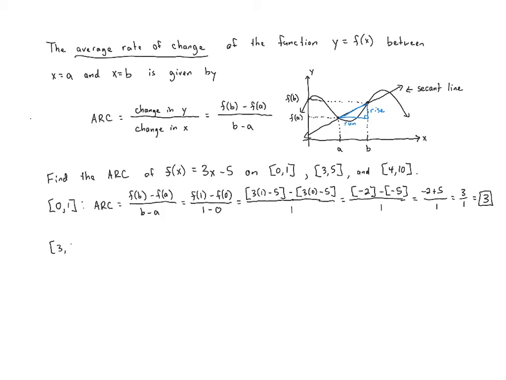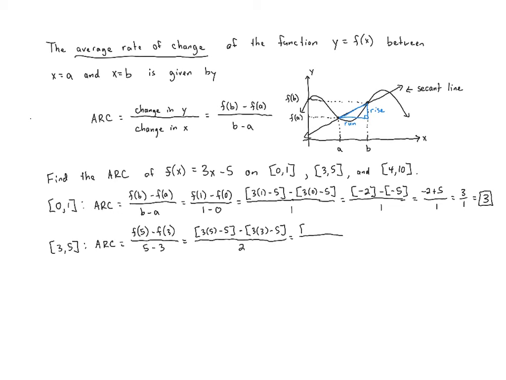Let's take a look at the interval from 3 to 5. So again, we've got the average rate of change, and it's going to be f of b, which in this case is 5, minus f of a, which is 3, over 5 minus 3. Now again, we have to evaluate that function at 5 and 3. So when we plug in 5, that's going to be 3 times 5 minus 5. And when we evaluate it at 3, it's going to be 3 times 3 minus 5, all over 2, because 5 minus 3 is 2.